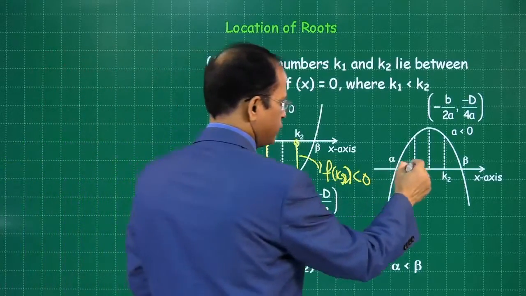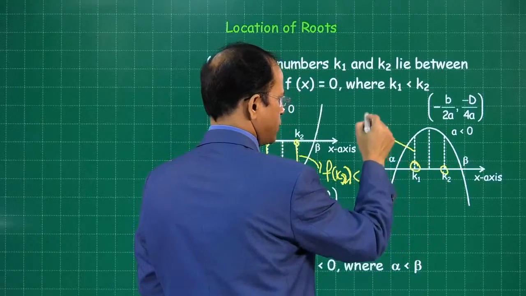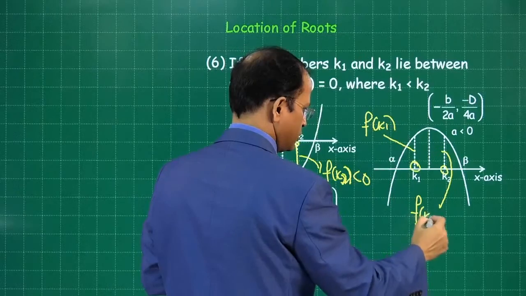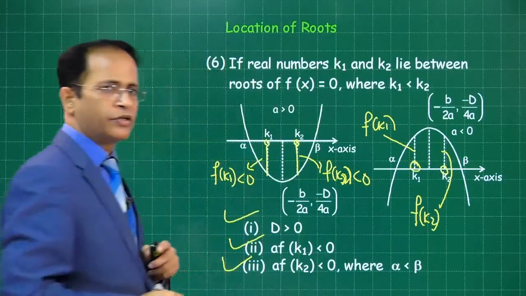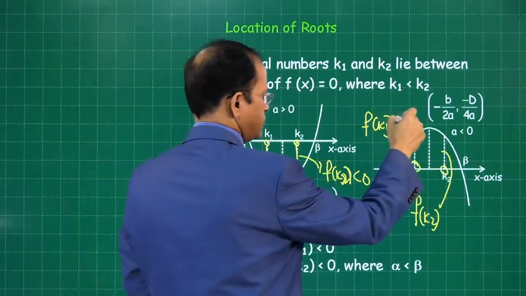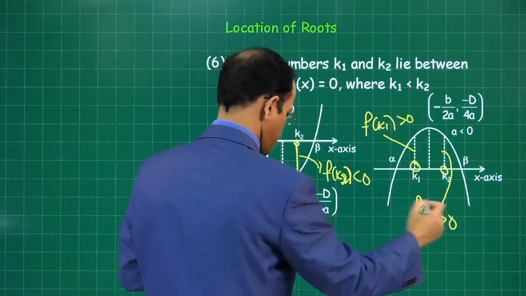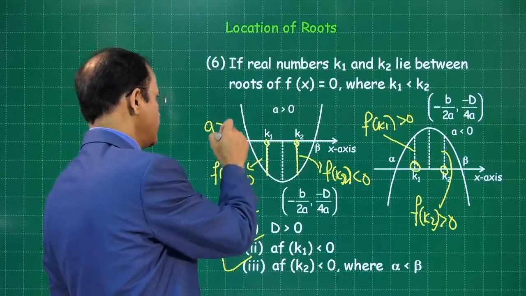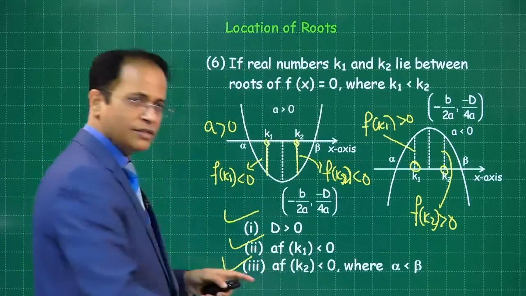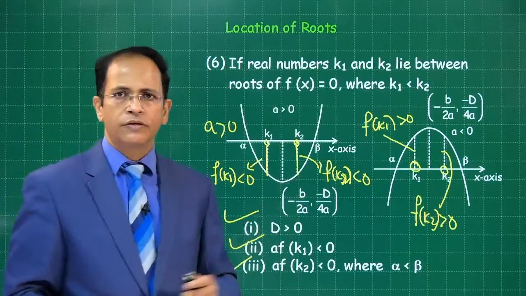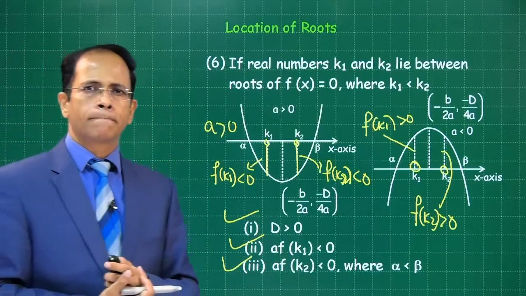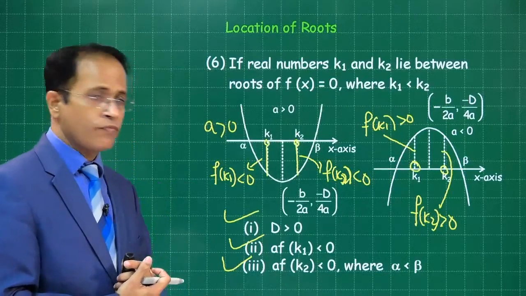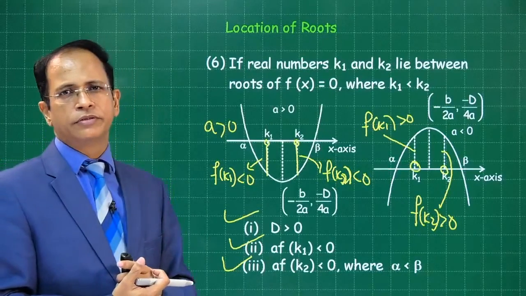Similarly, here also if this is K1, this is K2, this is f of K1, this is f of K2, this is what we have. So this is greater than 0, this is also greater than 0. Because f is less than 0 and a is greater than 0, the multiplication will always be less than 0. So you can just have a look at this. It's very, very important.